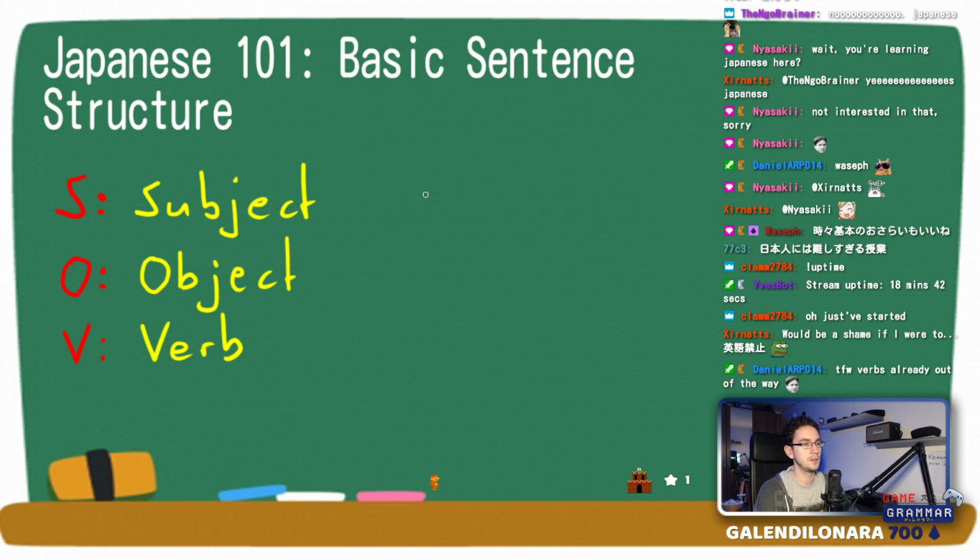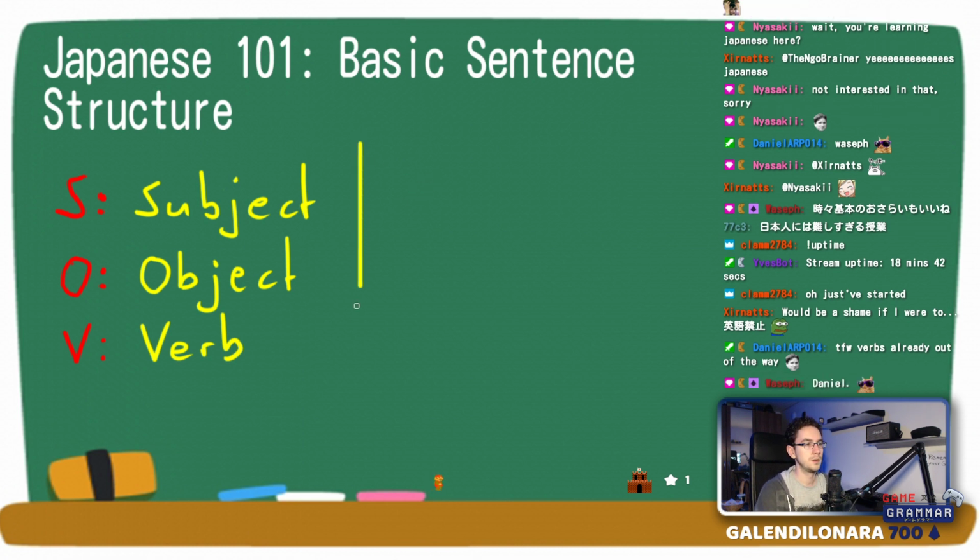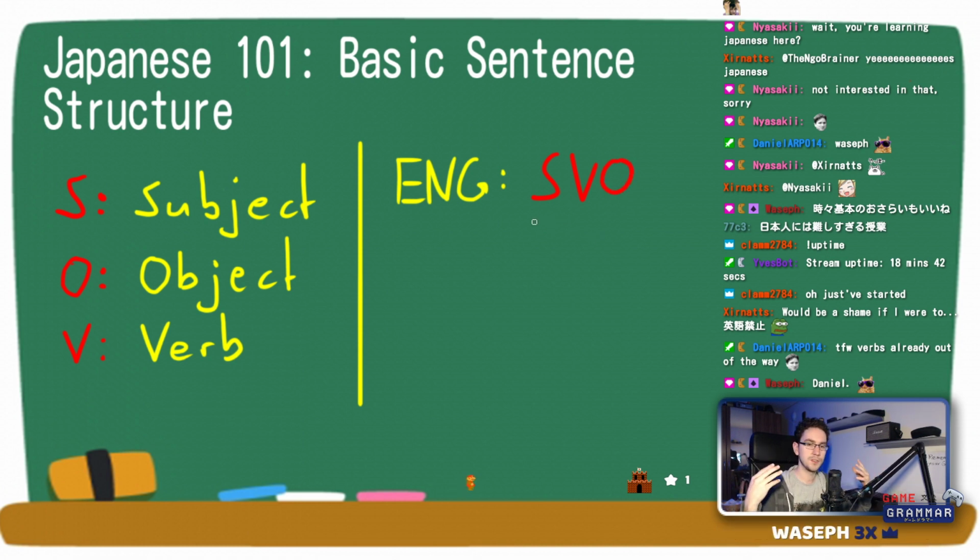Let me make a little note here. There we go. So English, ENG. English is a typical subject, verb, object language. What do I mean by that? Well, make any simple sentence in your head and test it.